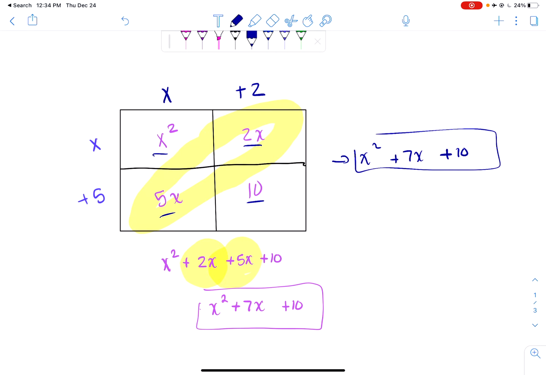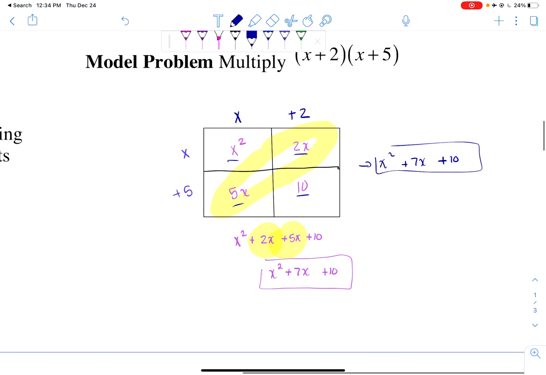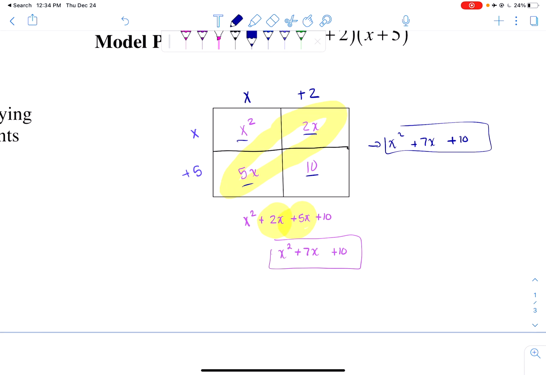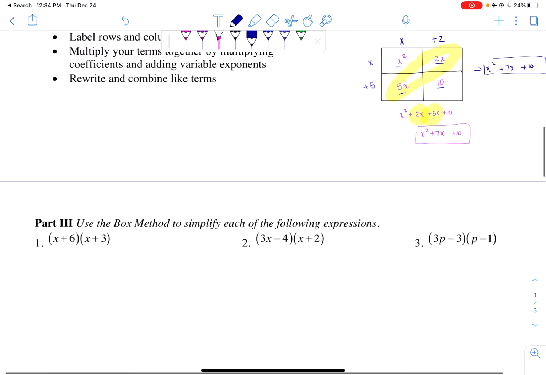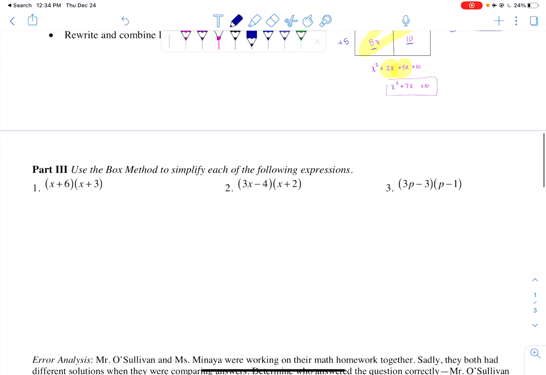If you want, you can just do the calculations in your box and then do your combined like terms right there. That's one of the things I prefer about box method. I like it more than what other teachers call FOIL, because you see the like terms in your diagonal. You can just go ahead and combine them. All right. Part 3, we're going to now use the box method to simplify each of the following expressions.